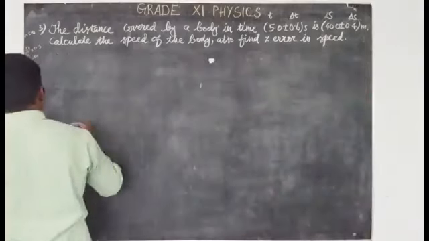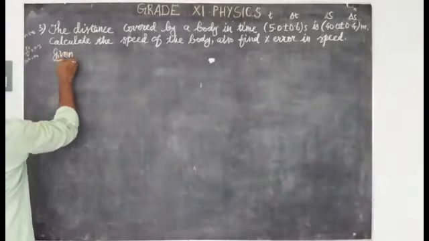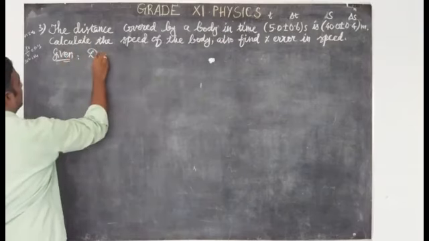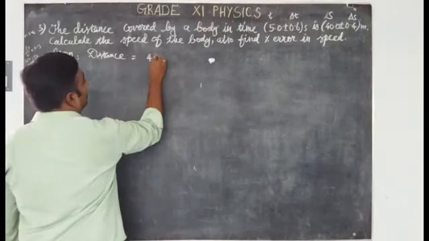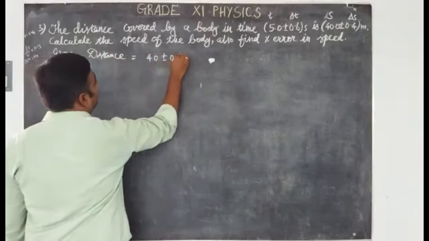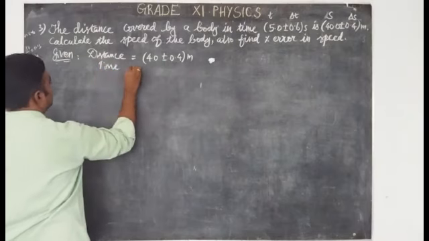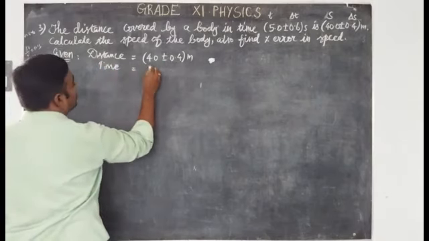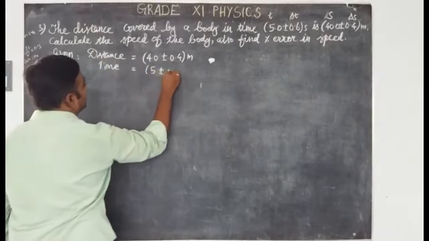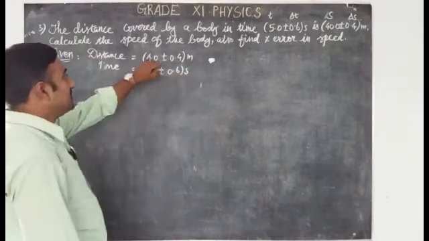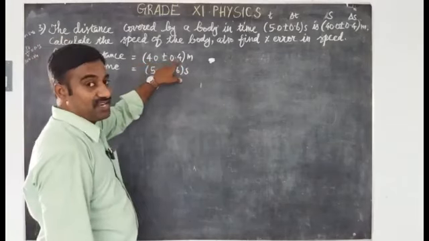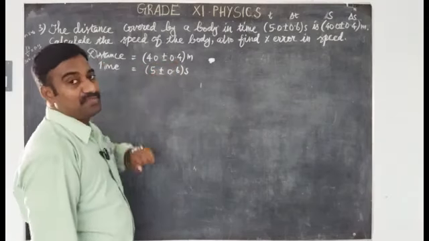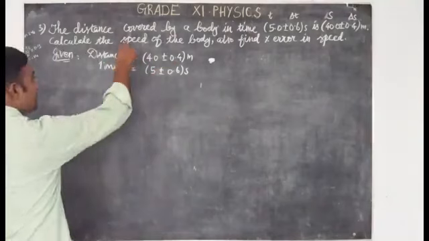Okay, first we'll write the given. What is given? The given thing is distance. The distance covered by the body is 40 plus or minus 0.4 meter. And the time taken to cover this distance? The body took 5 seconds plus or minus 0.6 seconds. So this much distance is covered in this much time. This is the maximum distance, this is the distance error, this is the time taken, this is the time error.